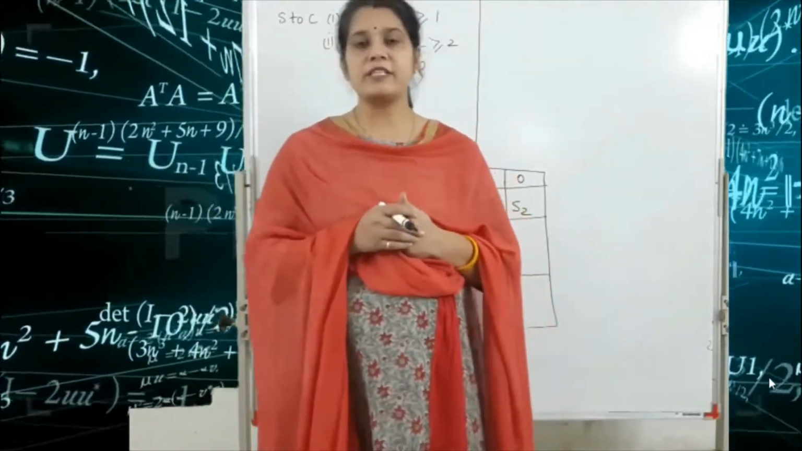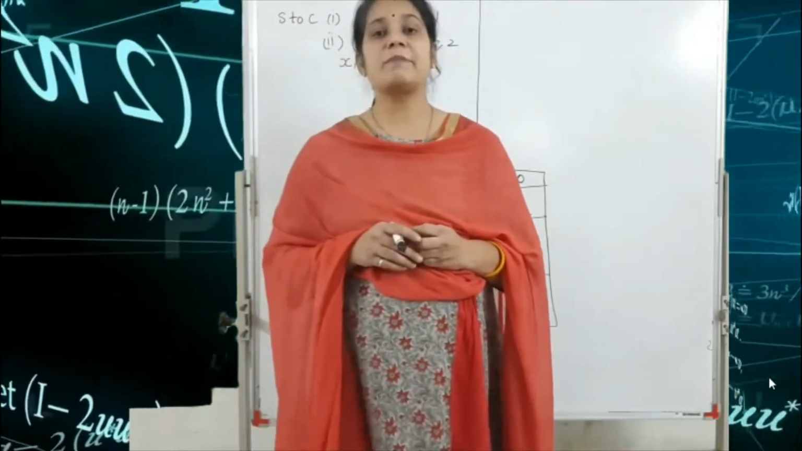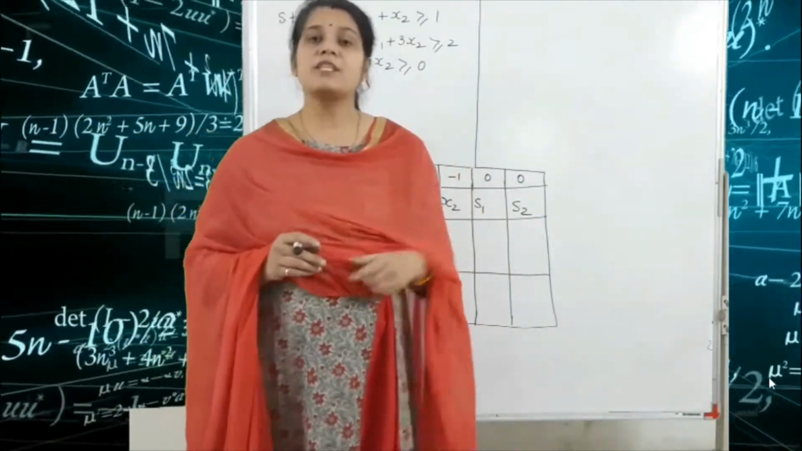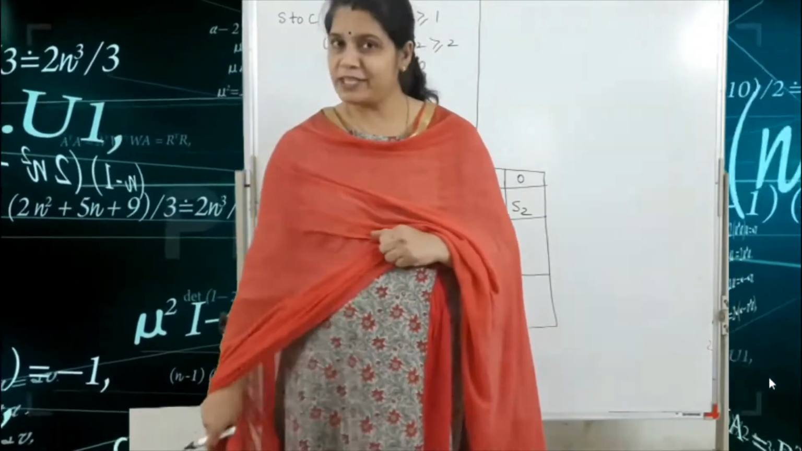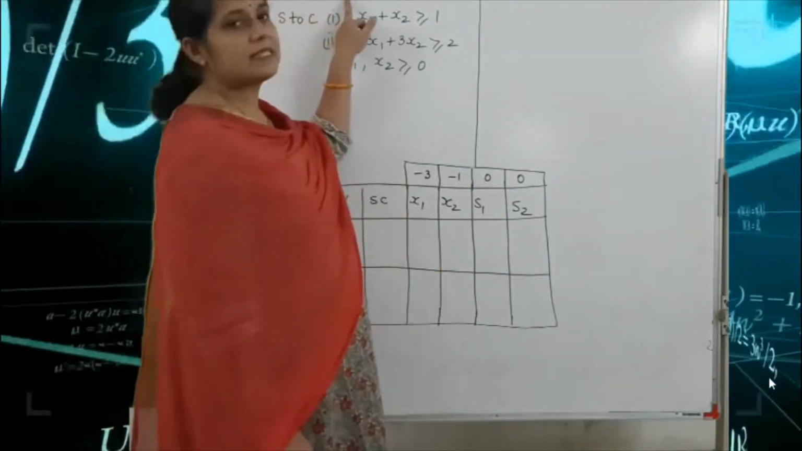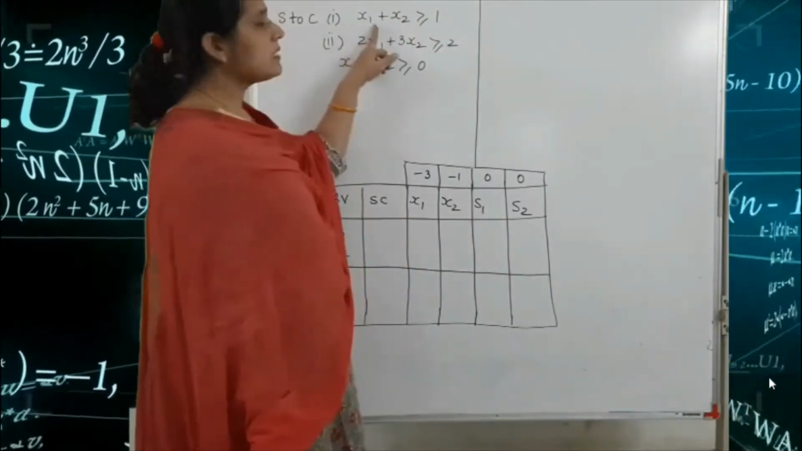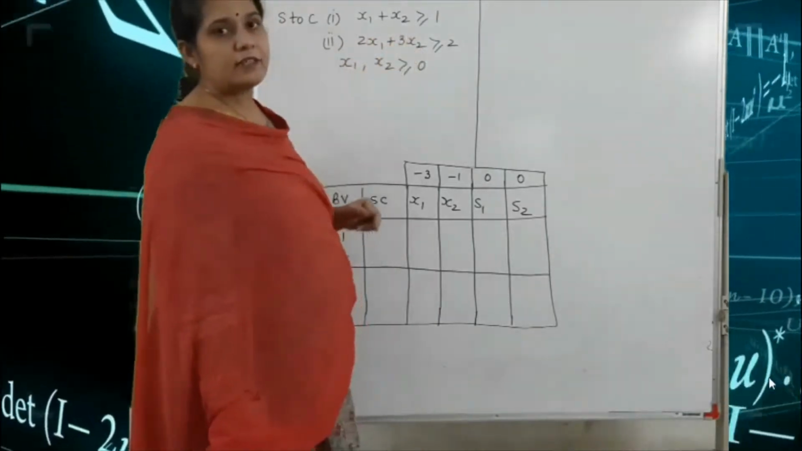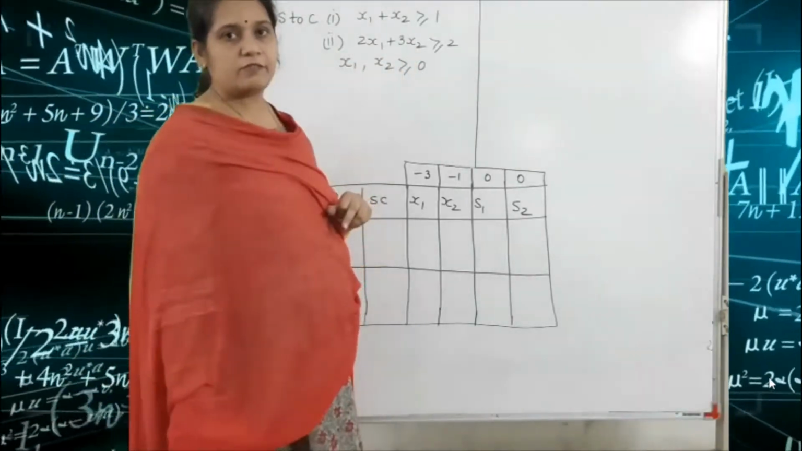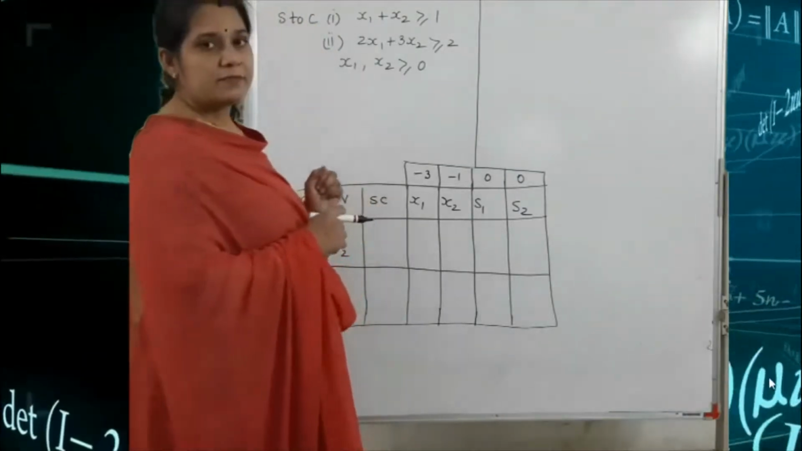The one important point is that in the dual simplex method, your question is always given in the maximization format. If your question is given in the minimization form, first we convert it into the maximization format. So this is an example: minimize z is equal to 3x1 plus x2, subject to the constraints x1 plus x2 greater than equal to 1, second equation 2x1 plus 3x2 greater than equal to 2, and x1, x2 greater than equal to 0. So your question is given in minimization format.